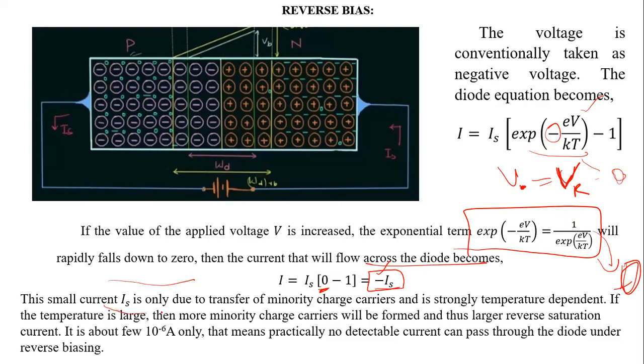And IS is due to the minority charge carriers and is strongly temperature dependent, and it is only about 10 to the power minus 6 ampere. That means you cannot detect such current using a conventional voltmeter. And we can say that under reverse biasing, no current passes through the PN junction.